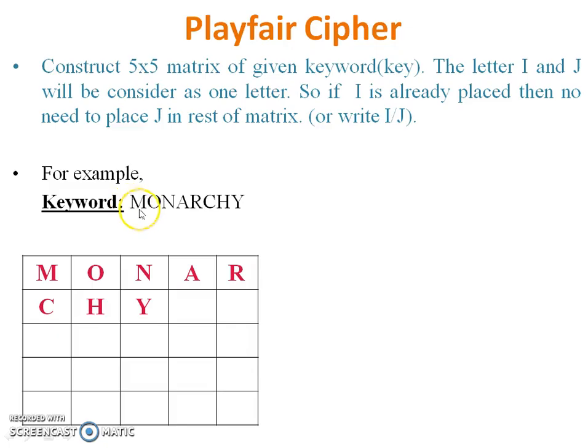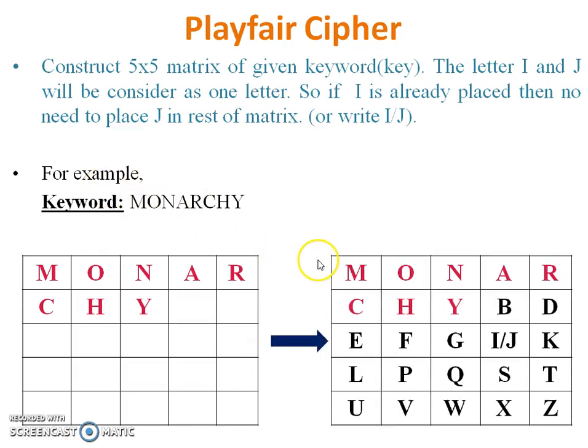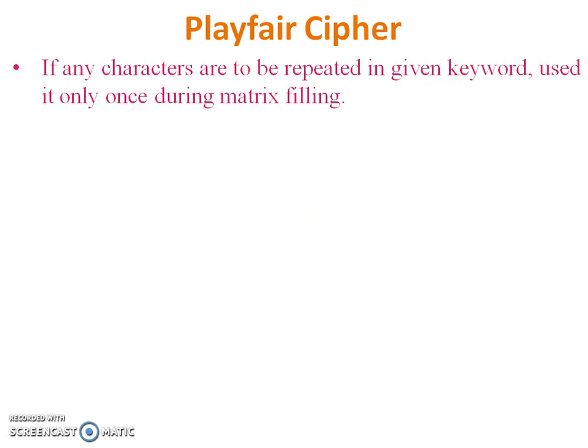First of all, put the keyword letters, MONARCHY, and fill all the blank boxes with the remaining letters which are not used in the keyword. Here I and J are combined because there are 25 boxes and our alphabet has 26 letters. Second possibility: if any character is repeated in the given keyword, use it only once during matrix filling.